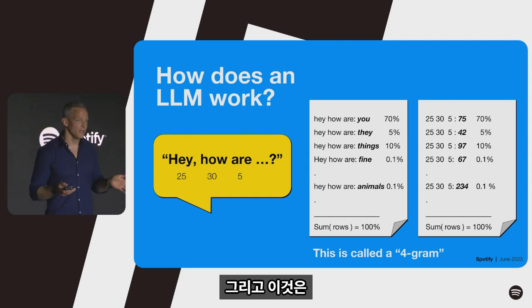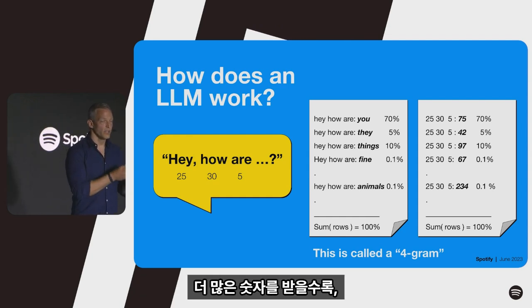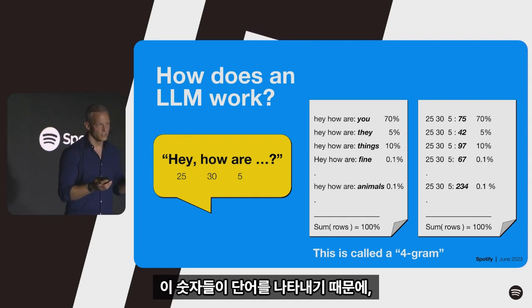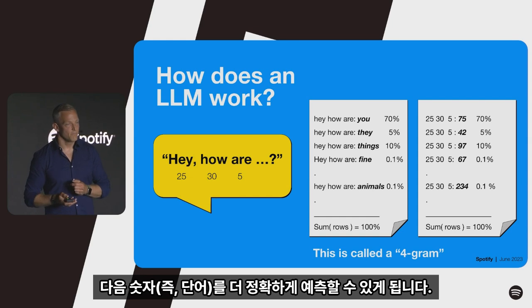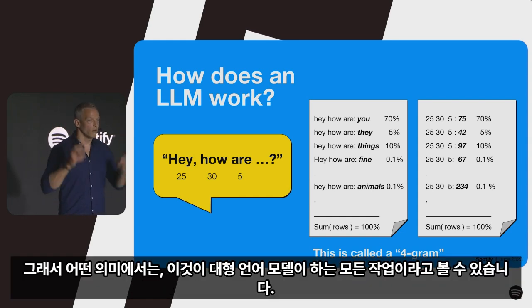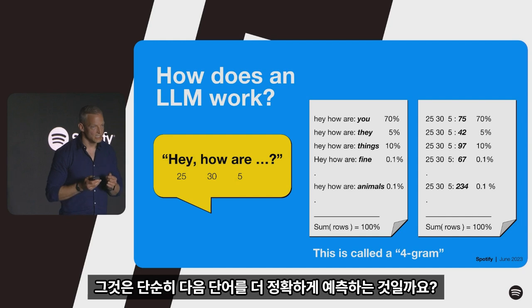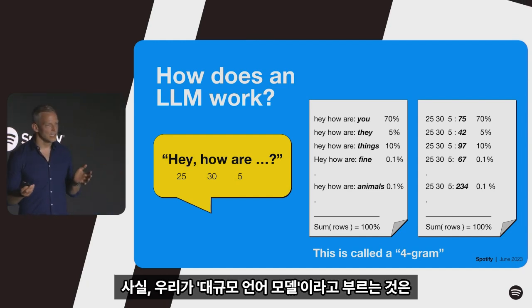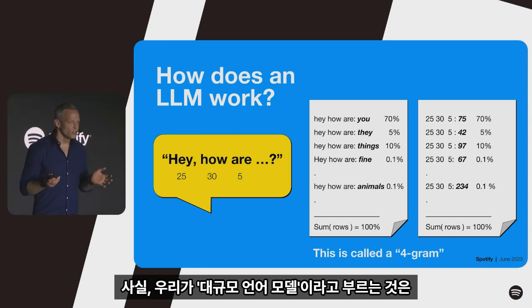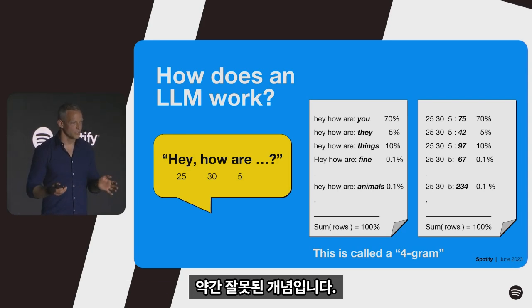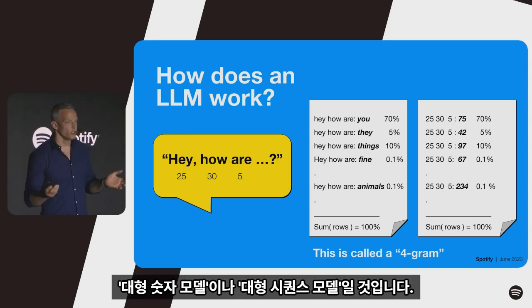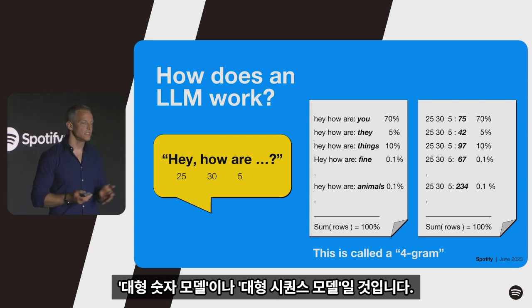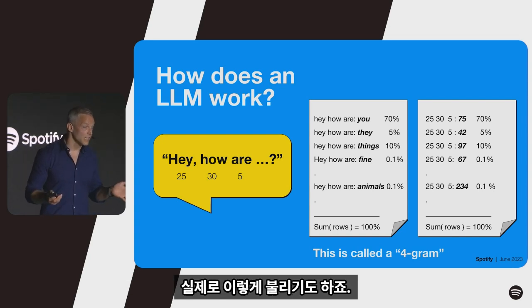And it's the exact same thing for a large language model. The more numbers it gets, the numbers represent the words, the better its guess is going to be on the next number. So in a sense, this is all that a large language model does. It just guesses the next word, or more correctly, the next number from previous numbers. And so it's actually a bit of a misnomer that we call them large language models. They should probably be called large number models or large sequence models, which they are called sometimes.